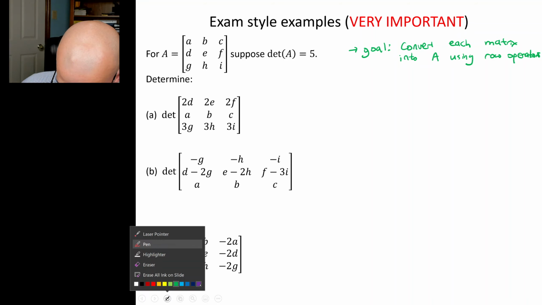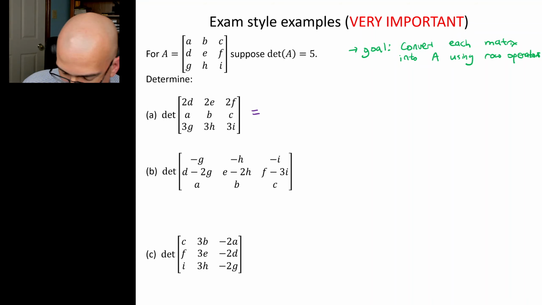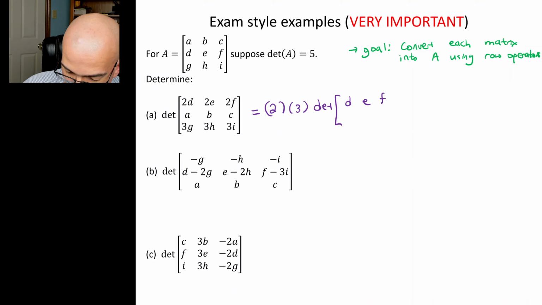Okay, so the first thing I see is I'm going to take a 2 out of the first row. So a 2 will come out of row 1, and I take a 3 out of row 3. And I will have the determinant of D, E, F, A, B, C, G, H, I.